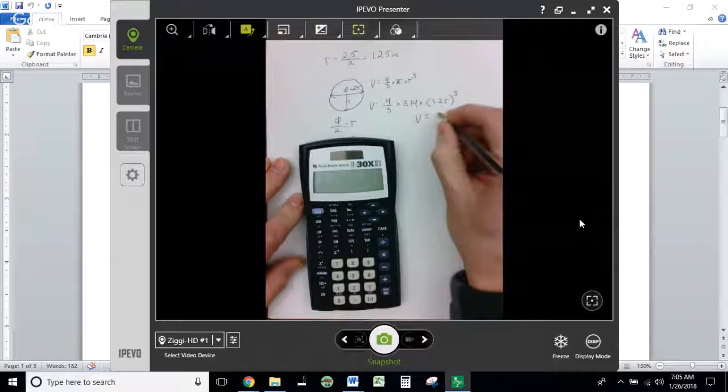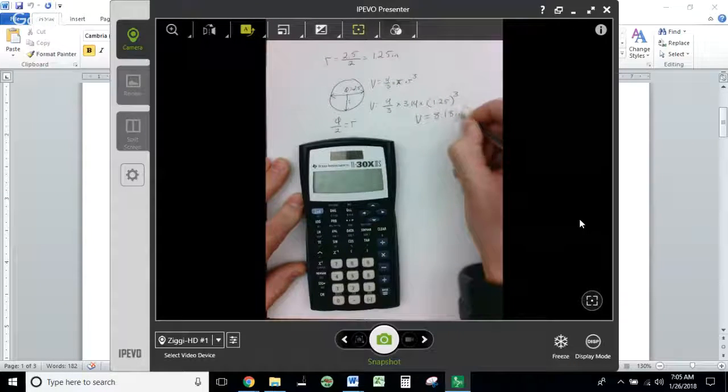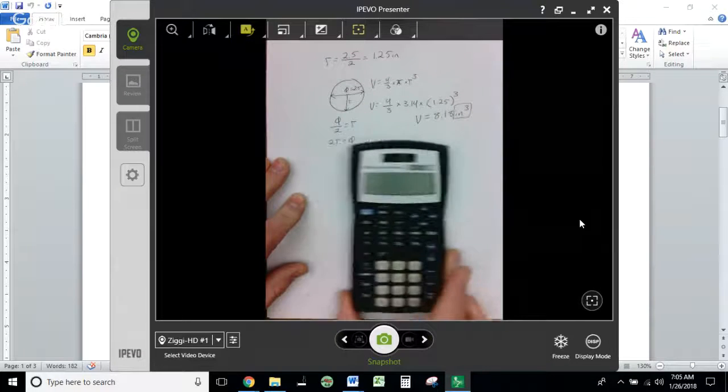equal to 8.18 inches cubed. And when we're talking about volume, we are in units cubed.